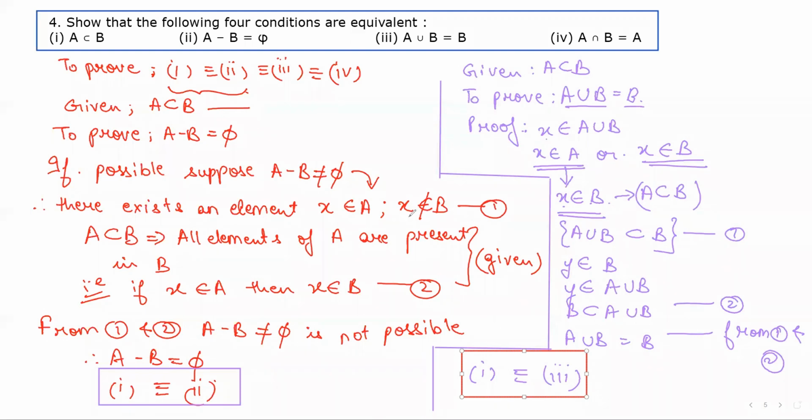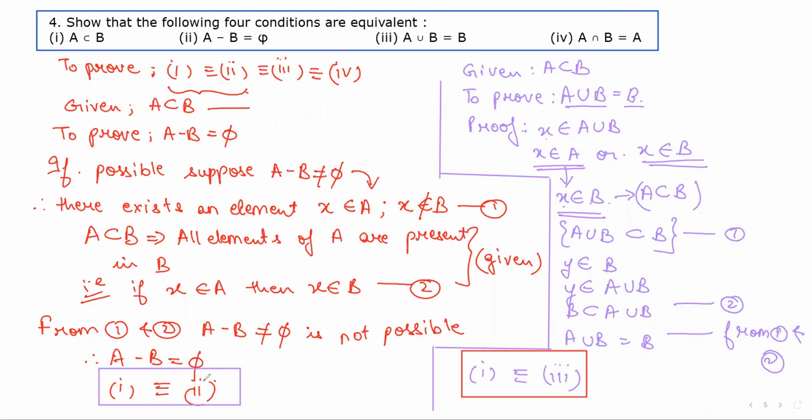Now let's try and prove the first condition. By these two results, first is equivalent to second and first is equivalent to third, so you can easily say that first is equivalent to second is equivalent to third. So all three conditions, first, second, and third, are equivalent to each other.